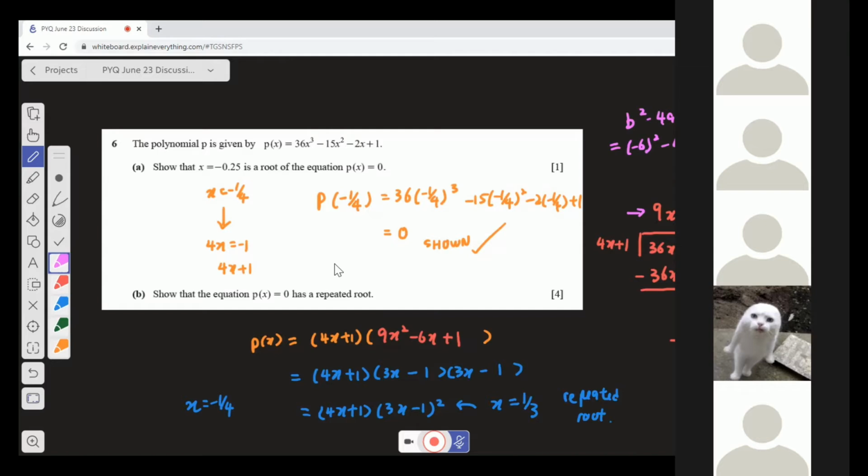Okay, there are many ways to show this. This is one of the ways. For the blue writing like this, you say that because it's a square, the root is repeated 2 times. Also can, but you must explain. You must explain.